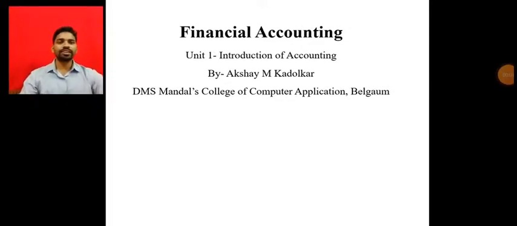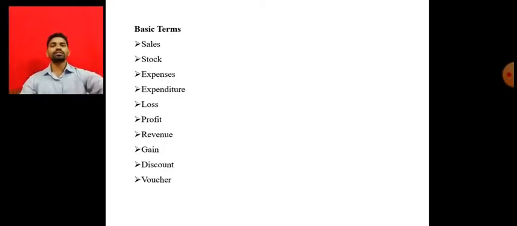In the last session, we discussed the basic terms of accounting, more than 15 of them. I hope all of you understand those basic terms. These are the terms we covered: volume by sales, volume by stock, volume by expenses, volume by expenditure, volume by loss, volume by profit, revenue, gain, discount, and voucher. All these things we covered in the last session.